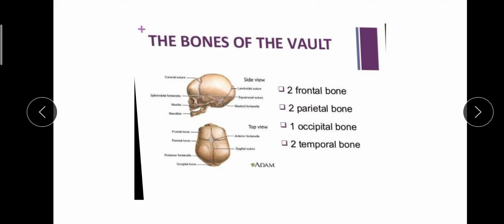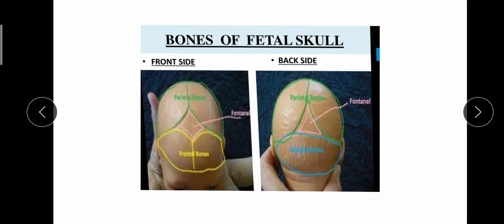Next, coming to the bones of the vault. In that we have two frontal bones, two parietal bones, one occipital bone and two temporal bones. If we see in the pictures, this is the frontal bone, this is the parietal bone, this is the occipital, and here we have a temporal bone. With this picture you will get a clear idea from the front side and from the back side. There are two frontal bones, two parietal bones, only one occipital bone, and on both sides we have two temporal bones.